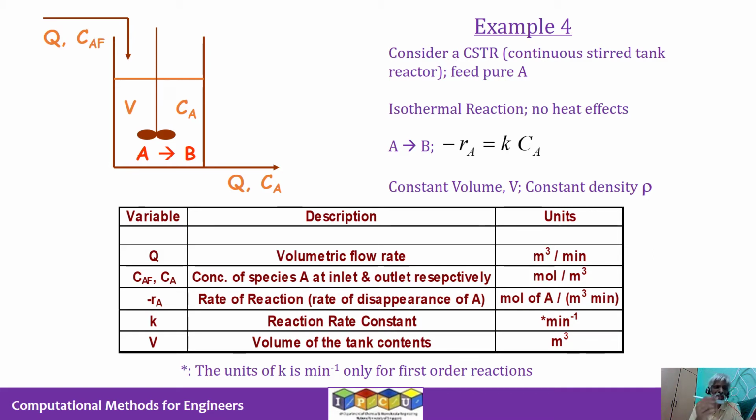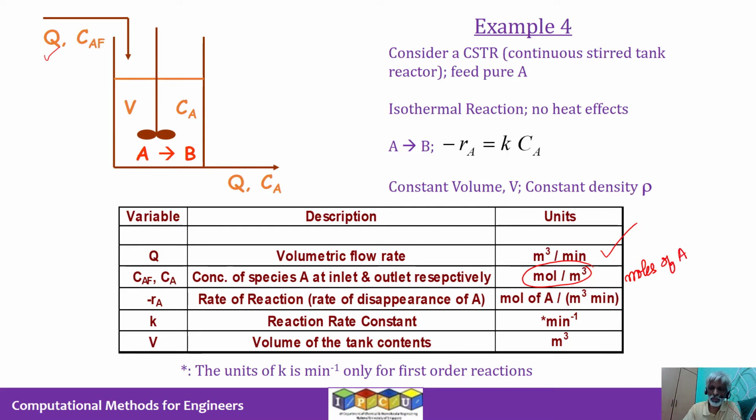So what happens here is there is a stream that comes into the reactor. The volumetric flow rate is denoted by the symbol Q in meter cube per minute, and the feed concentration of species A is CAF. That's the symbol, and it's pure A. That means there is nothing else in the feed stream except for species A. So the concentration of the inlet stream is denoted by the symbol CAF, and it's got the units of moles per meter cube. So to be specific, we can say it's moles of A per meter cube, right?